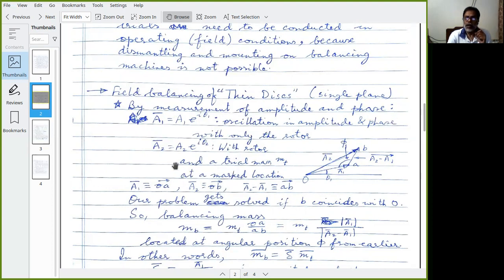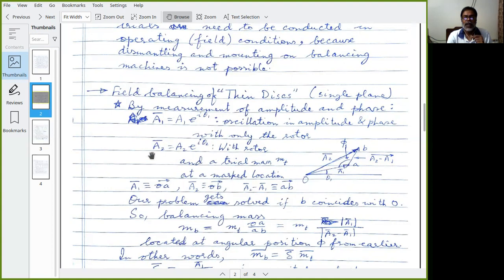and then the rotor and trial mass run, you sum up and call that A2. The first one is A1, the second one is A2. Based on that, you can work out what should be the balancing mass and in which angular position it should be placed. Since you have measured amplitude and phase, this A1 is a vector. You can take it as a complex number, or phasor. Then plot this magnitude at phase theta.